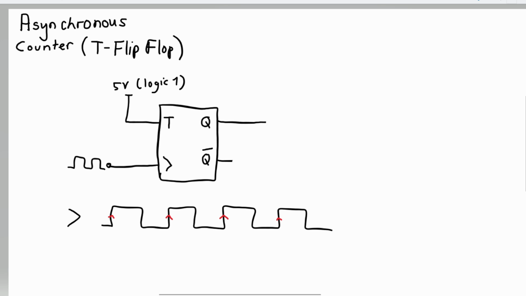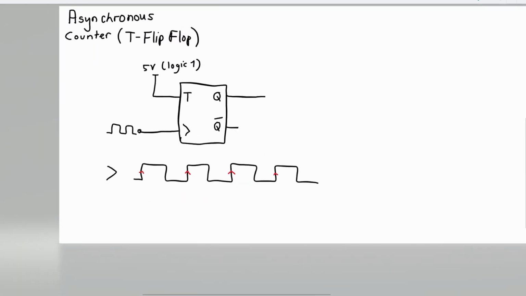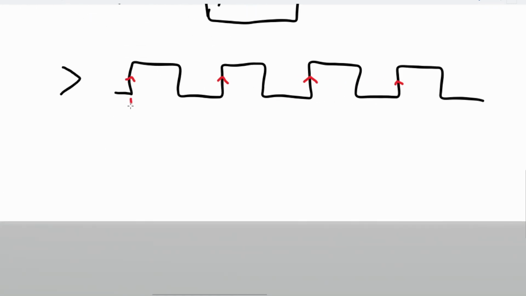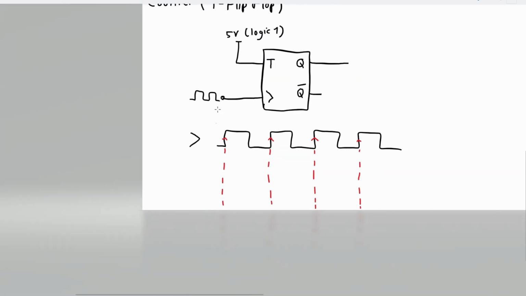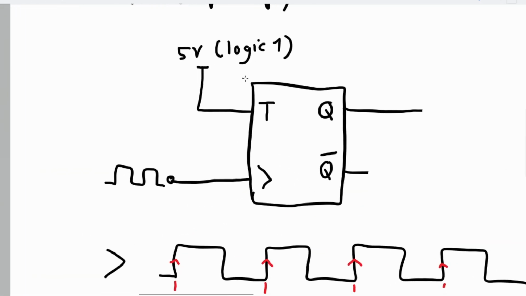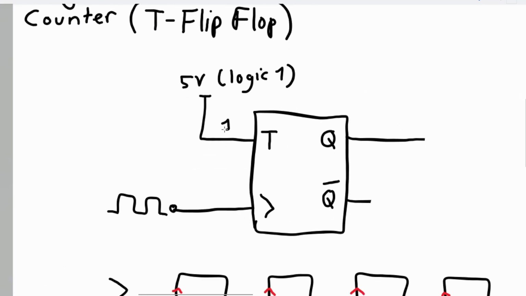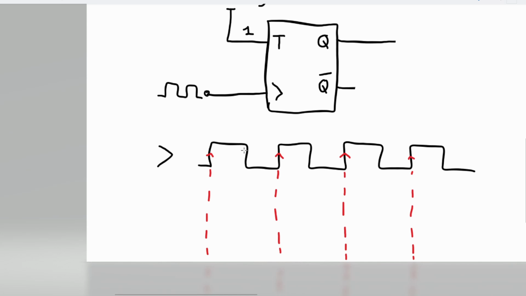So we have our clock signal, and remember we've got our rising edges, which I've marked. Always mark the rising edges, it makes it a lot easier to draw these timing diagrams. Now, T is 1. It's always 1 because you've tied it to 5 volts, which is essentially logic 1. So there's a 1 always here.